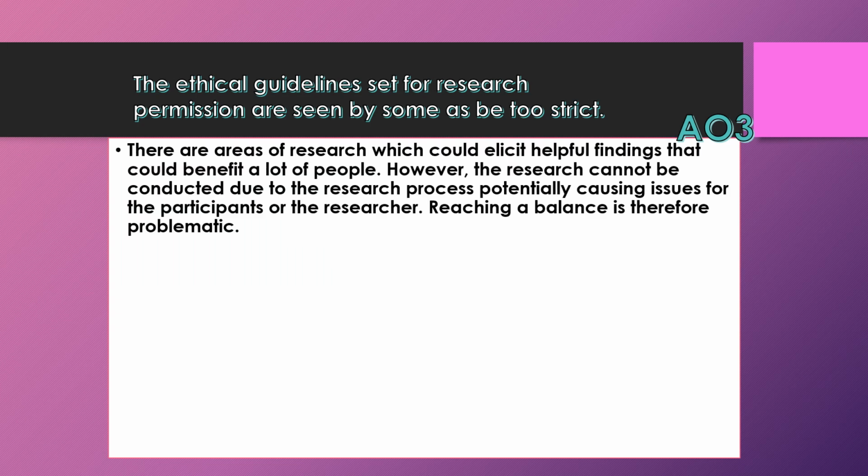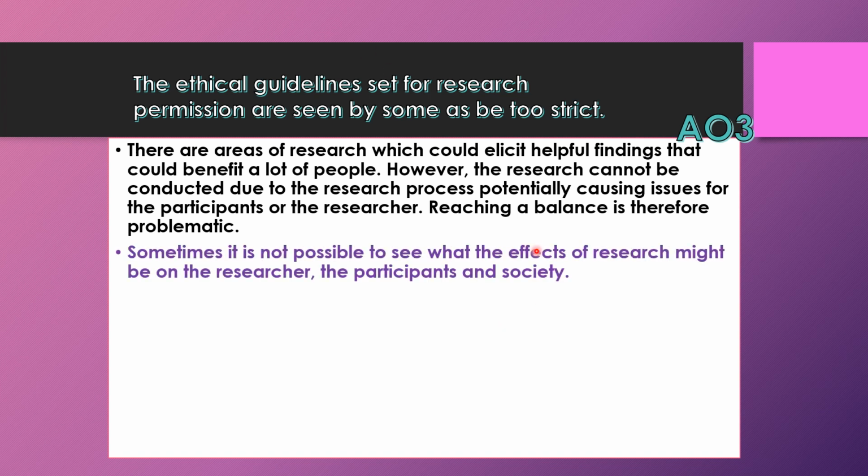Now, let's just break down those three types of ethics just to really get in our heads that within this section we don't just talk about consent, debrief, etc. Ethical guidelines set for research permission are seen by some as too strict. So we're talking here about the guidelines that we know from the back of Milgram's research and Zimbardo's research. We had to have right to withdraw, protection from harm, etc. Now, there are areas of research where maybe not having such strict guidelines that researchers have to adhere to could mean that we get some really impactful research that we may not necessarily get if we stick to the guidelines.